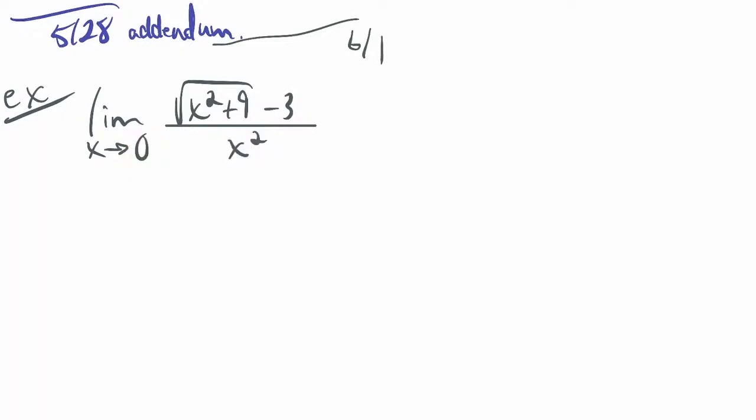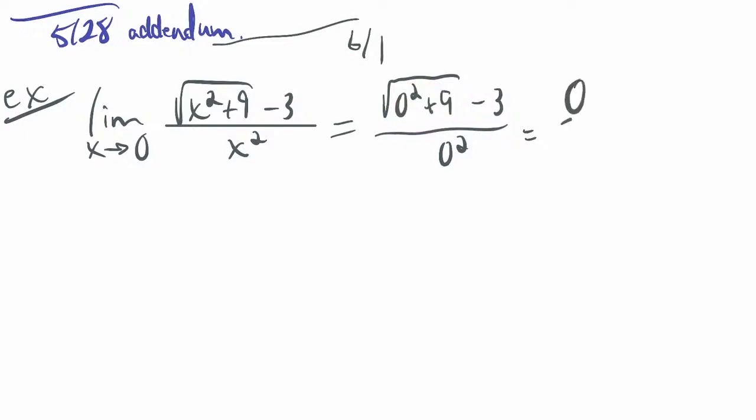So if I were to plug in 0, then I would get the square root of 0 squared plus 9 minus 3 over 0 squared. And of course, 0 squared is 0, plus 9 is 9. Square root of that would be 3. So the top is 3 minus 3. So I get 0 over 0. That tells me that I have something going on because I got an indeterminate form. Basically, I have to use algebra here.